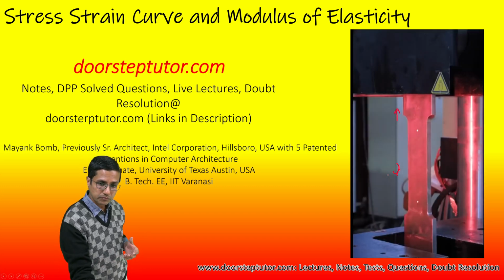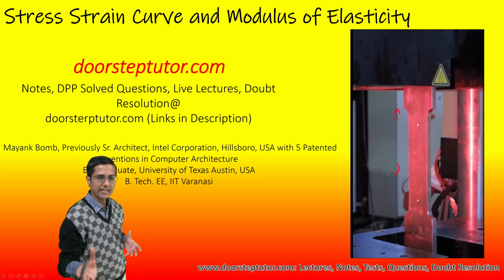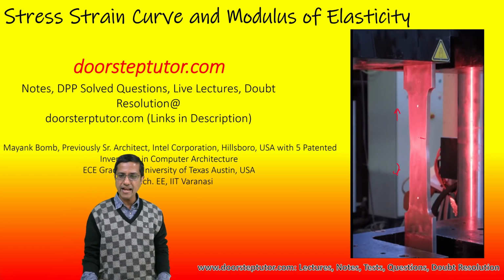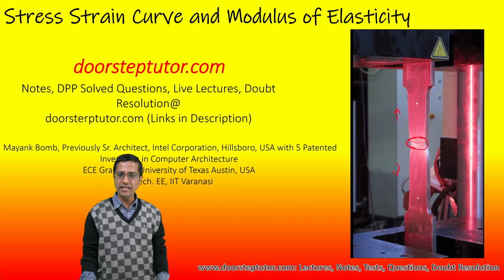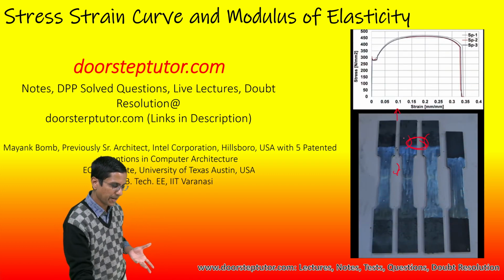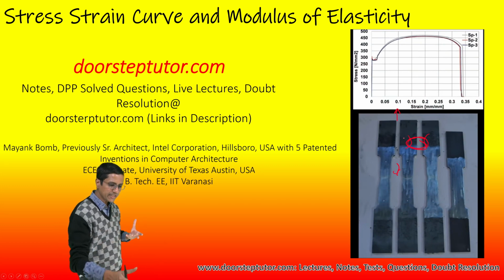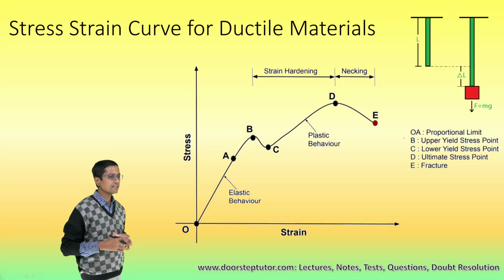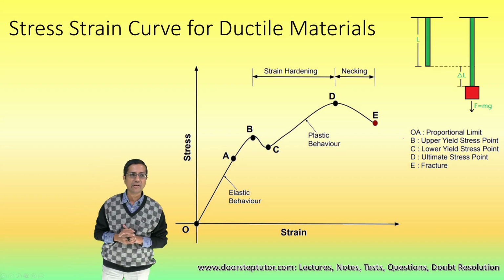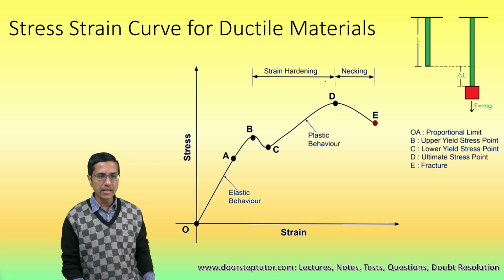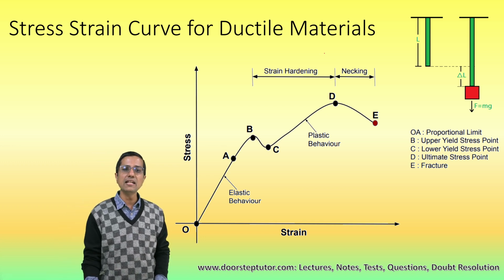Look at this again. Its length is increasing until at a certain point it develops a neck. It becomes thin from here, it develops a neck, and then finally it breaks. So the process that we saw in this video is captured by something known as the stress-strain curve. This is the stress-strain curve of very common ductile materials.